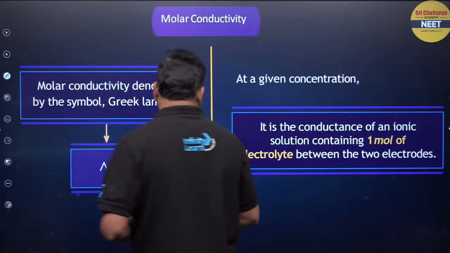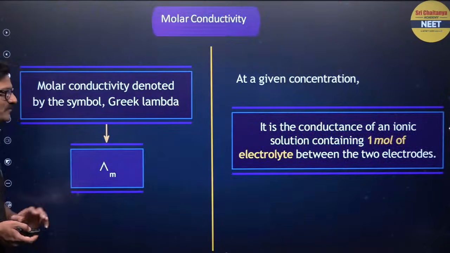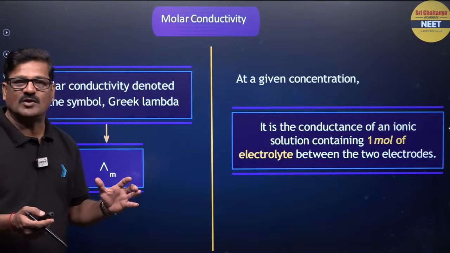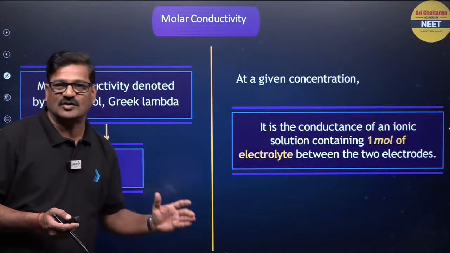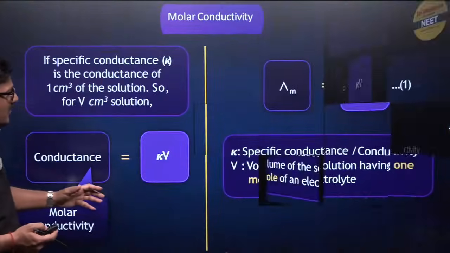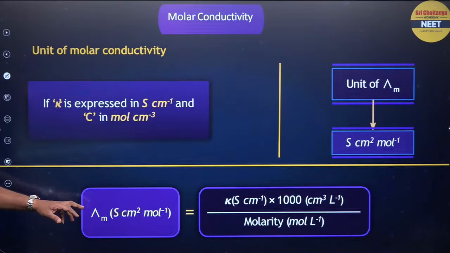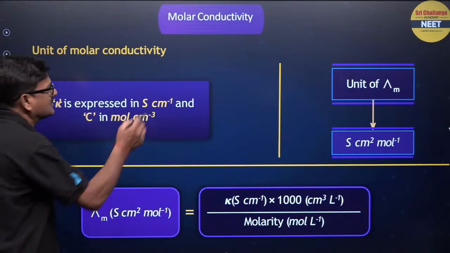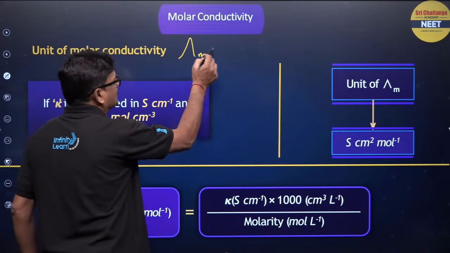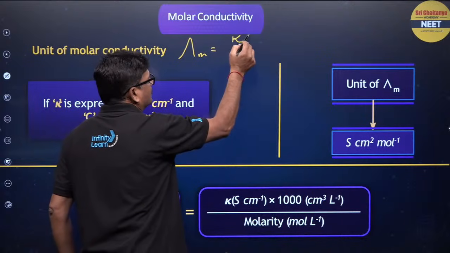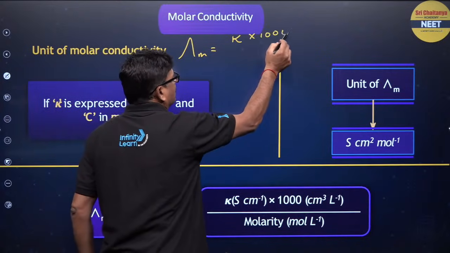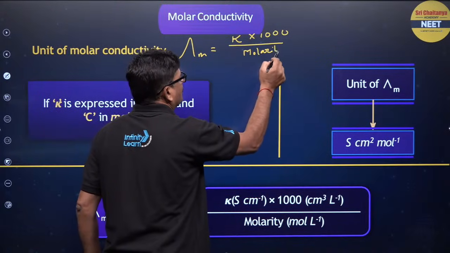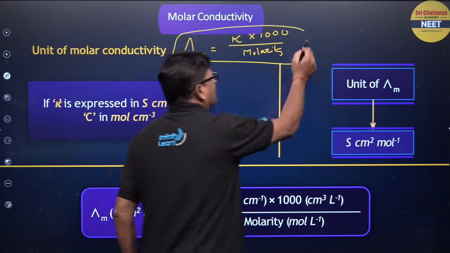I want to talk about molar conductance. It is the Greek lambda. It is the conductivity offered by all ions present in 1 mole per liter of the electrolyte. I want to give the formula directly. Molar conductivity is given as specific conductivity into 1000 by molarity. It is just one formula, nothing very special.